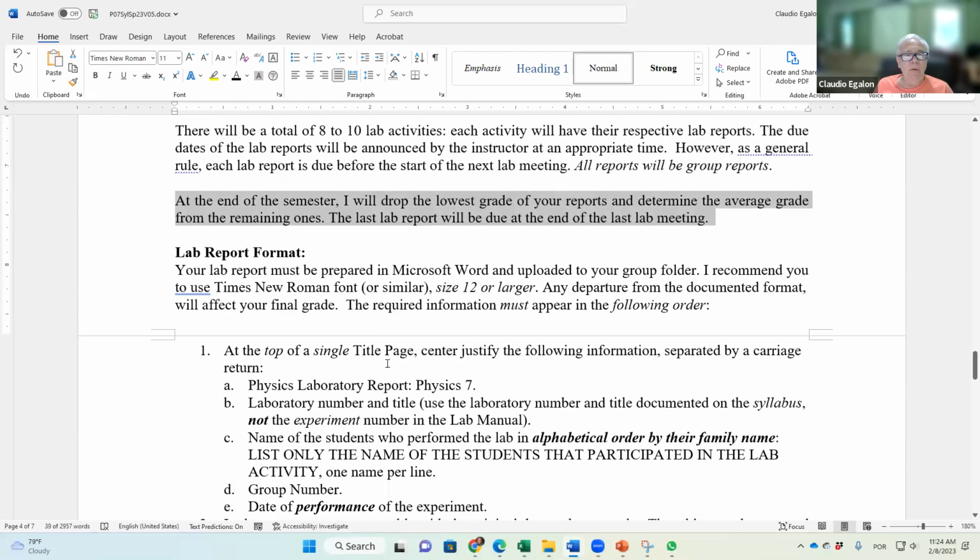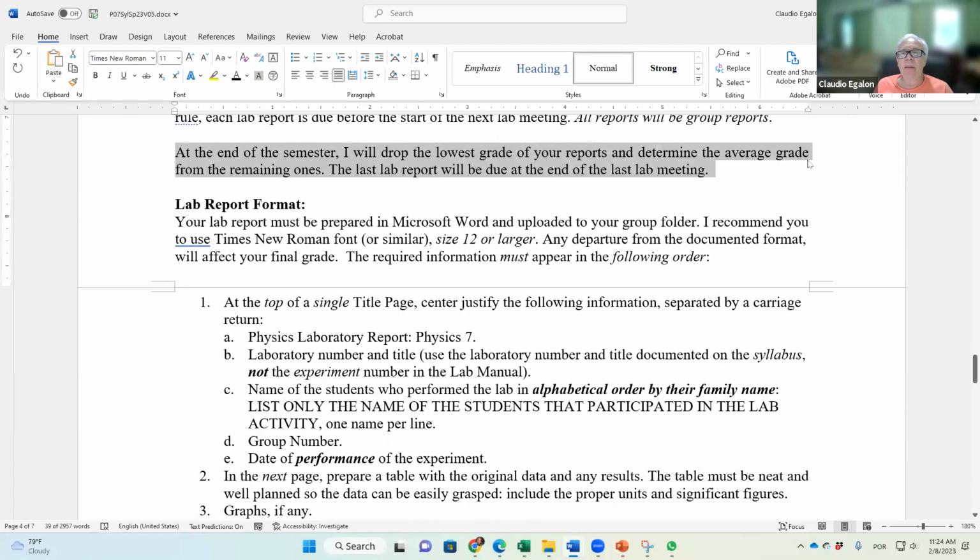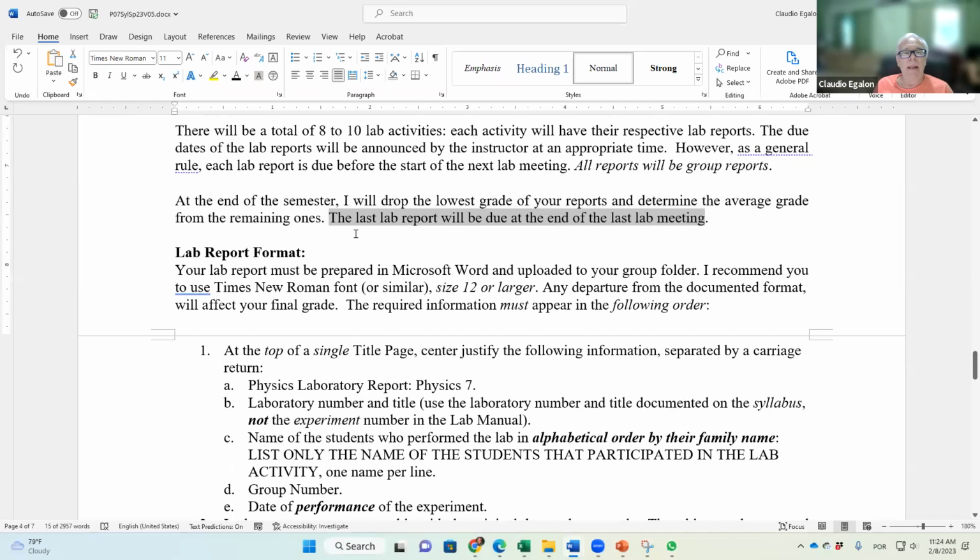At the end of the semester, I'll drop the lowest grade of the reports and determine the average grade from the remaining ones. The last lab report will be due at the end of the last lab meeting. It is the only exception, because we do not have a next lab meeting. So I asked you to work just the spreadsheet, not the Word document, for the last report.